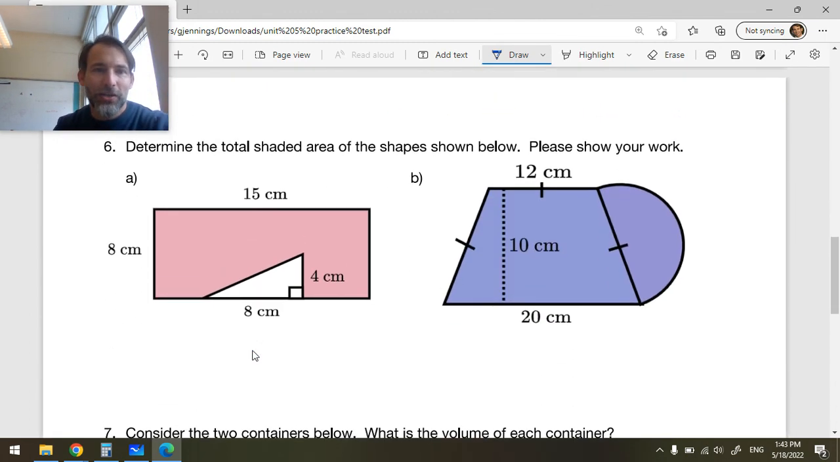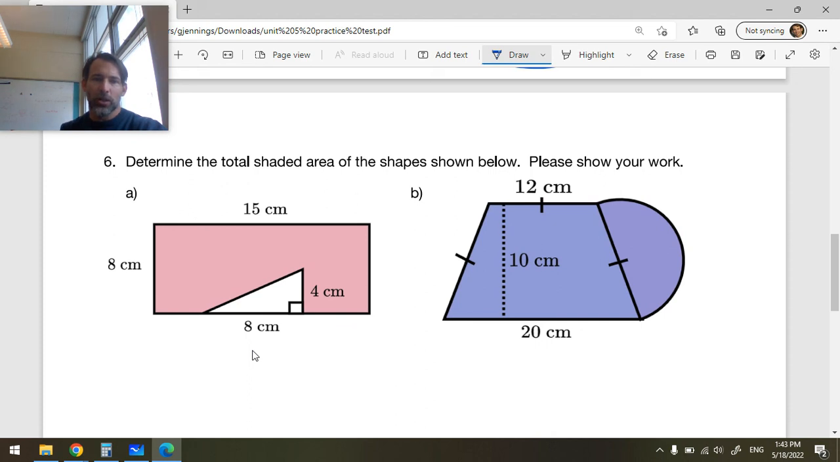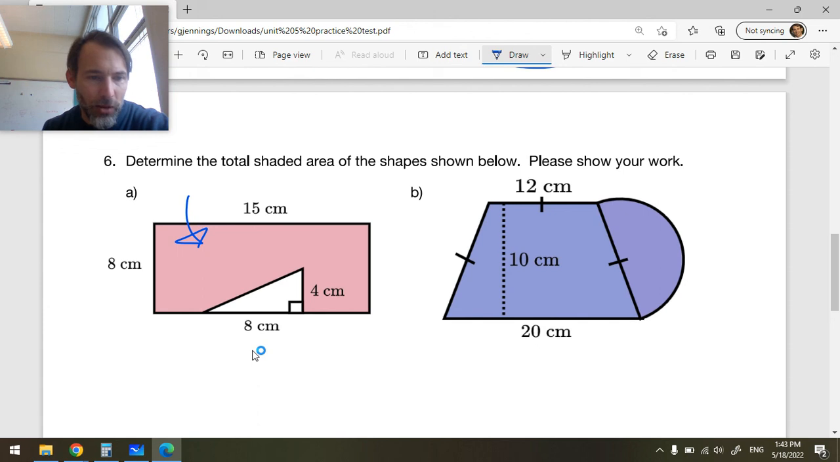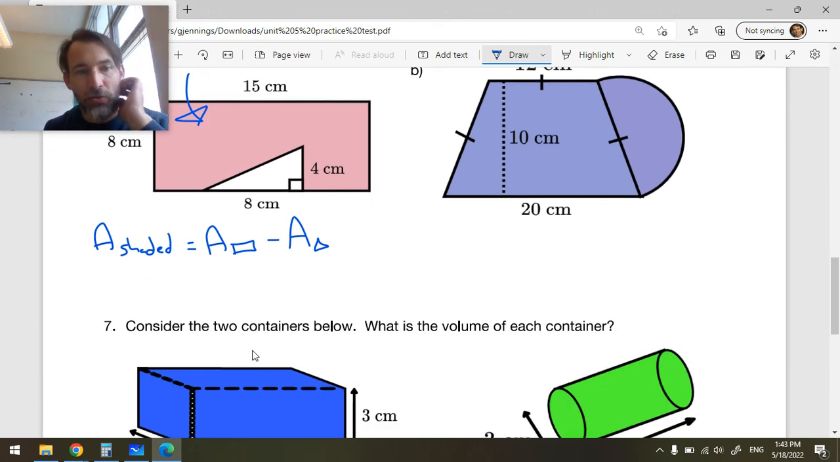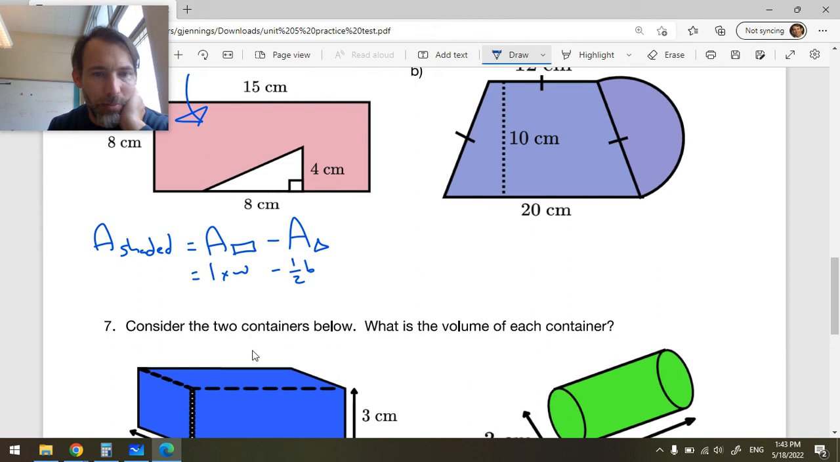Cool. Let's keep going. Determine the total shaded area of the shapes shown below. All right. So to determine this shaded area here, I'm going to say that the area that's shaded is equal to the area of the rectangle minus the area of the triangle. I'm going to put in my formulas. So this is equal to length times width minus 1/2 base times height. Okay, that's my formula for the area of a rectangle, my formula for the area of a triangle. All right, so let's do that.